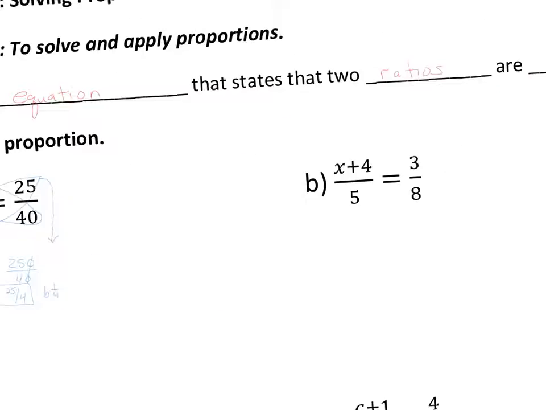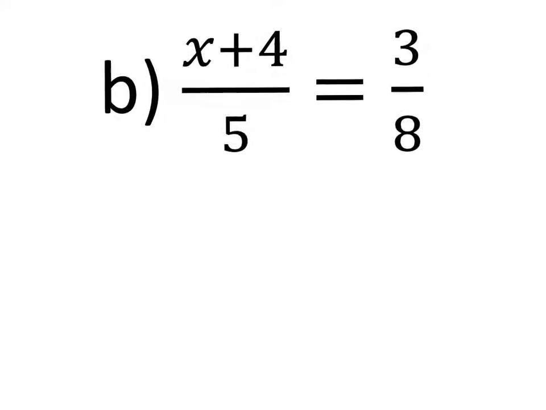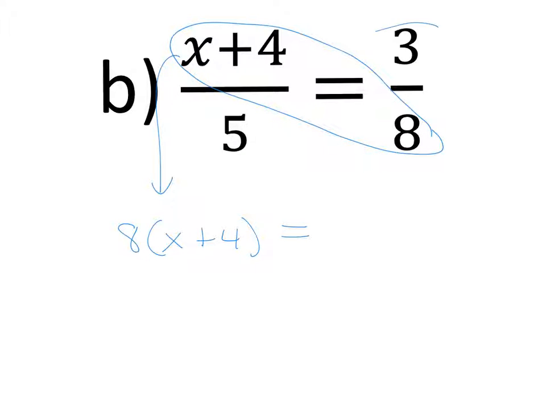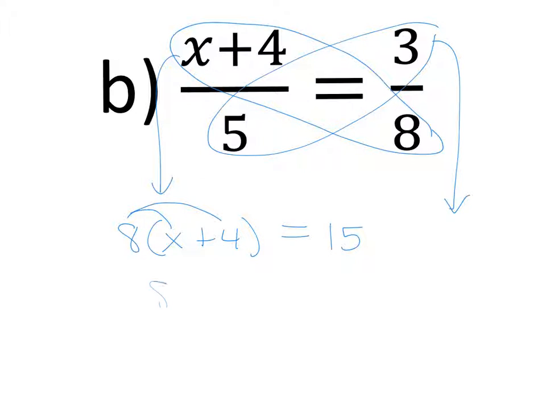All right, so let's go to B here. Okay, so we're going to do the same thing. We're going to cross multiply. So I'm going to take 8 times x plus 4. So you've got 8 and then x plus 4 equals, and then you're going to cross multiply here. 5 times 3 is 15. So you're going to go ahead and distribute the 8 to both parts. So you have 8x plus 32.